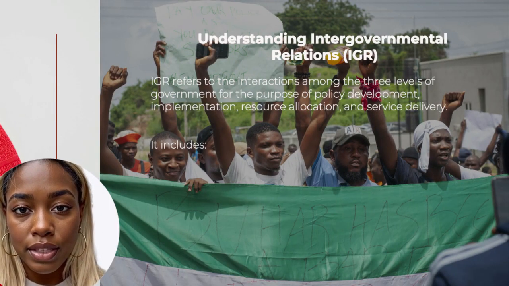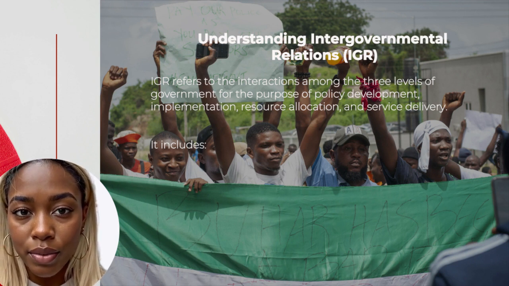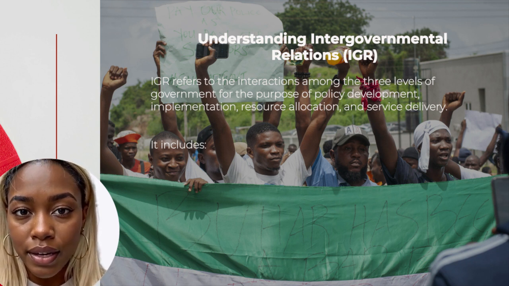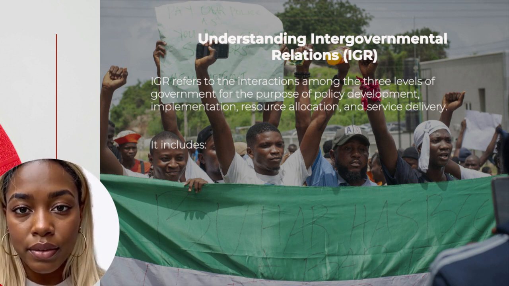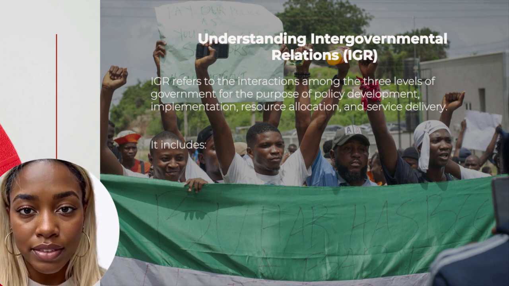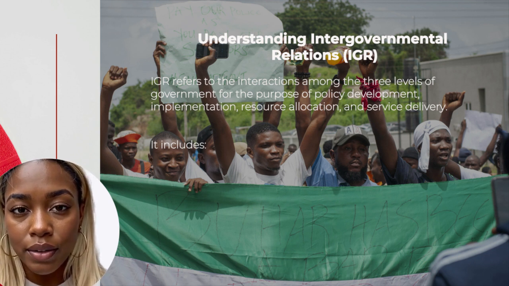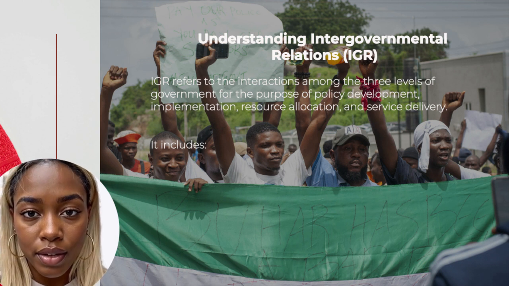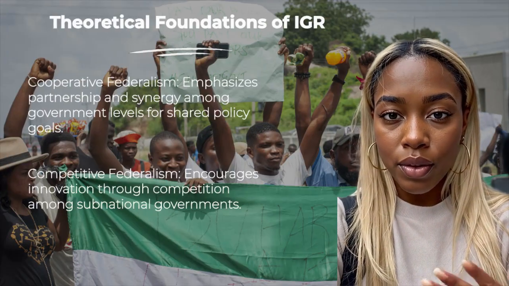Understanding intergovernmental relations, IGR. IGR refers to the interactions among the three levels of government for the purpose of policy development, implementation, resource allocation, and service delivery. It includes collaborative governance, conflict mediation, harmonization of administrative responsibilities, and consultative mechanisms. IGR ensures that constitutional roles are performed without duplication, contradiction, or neglect.